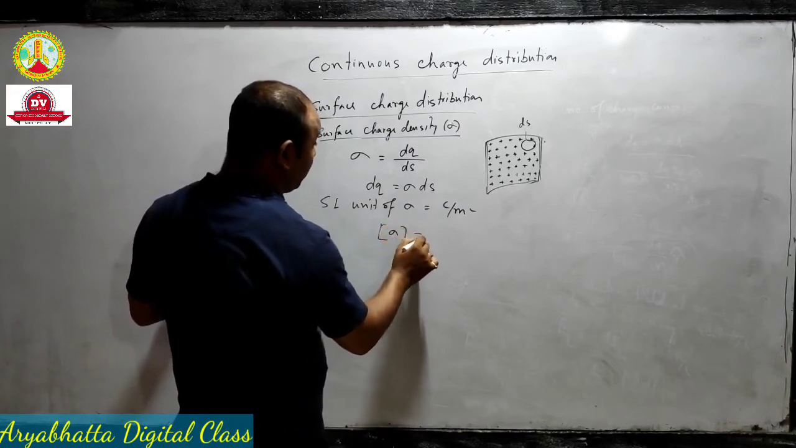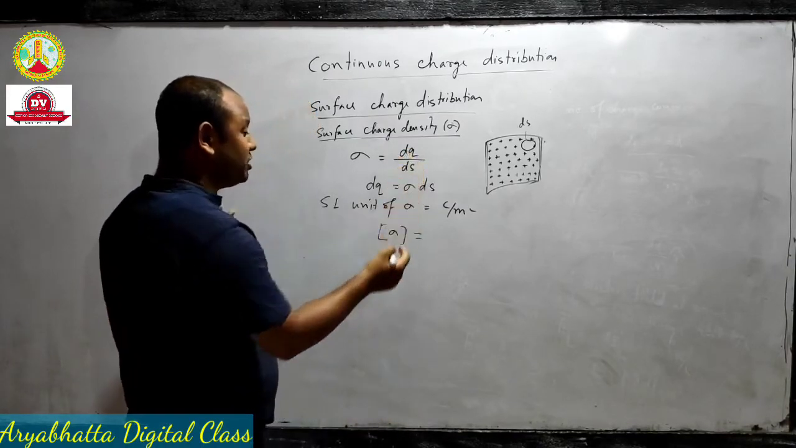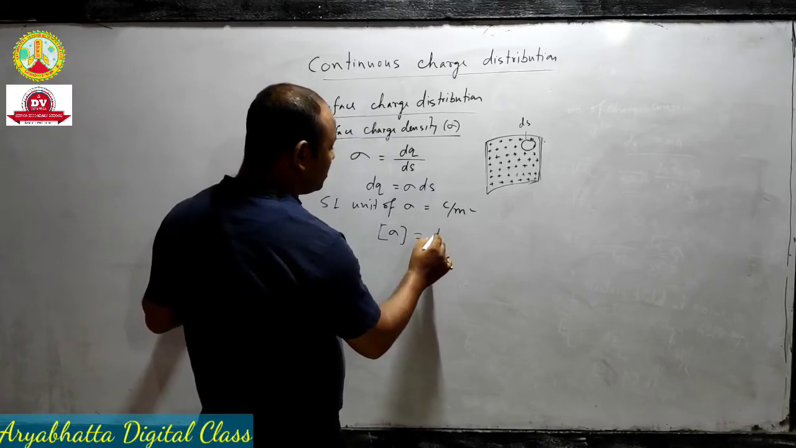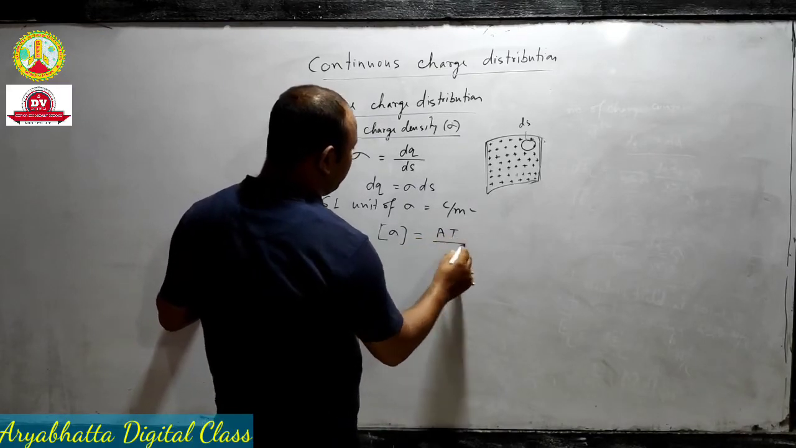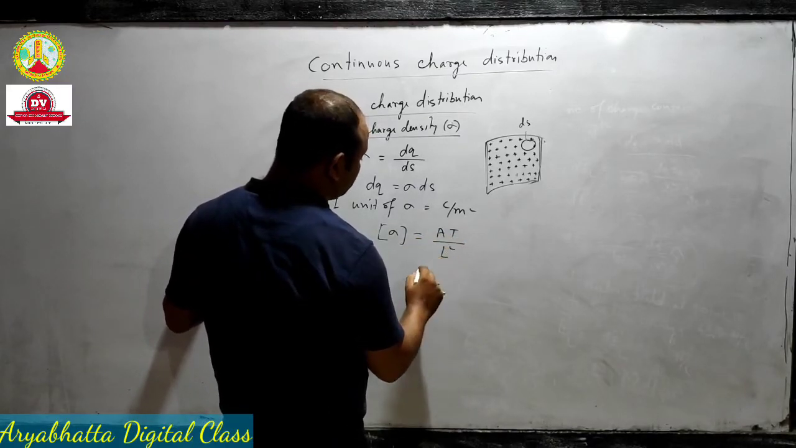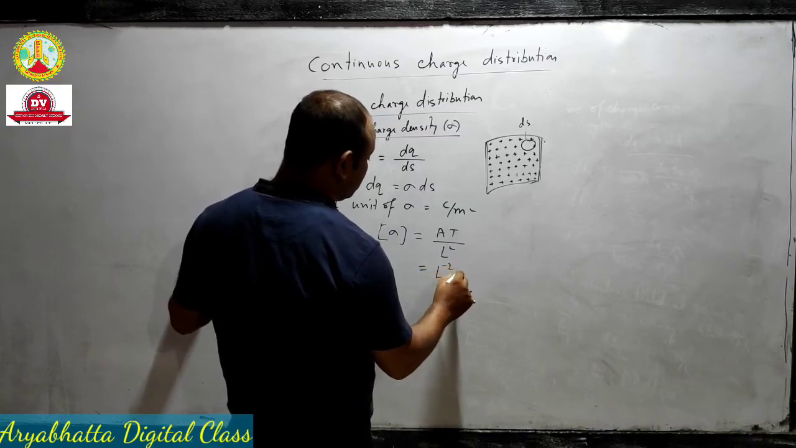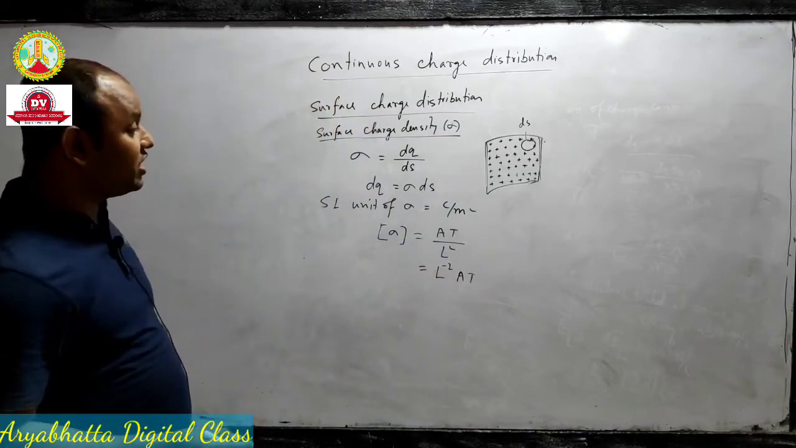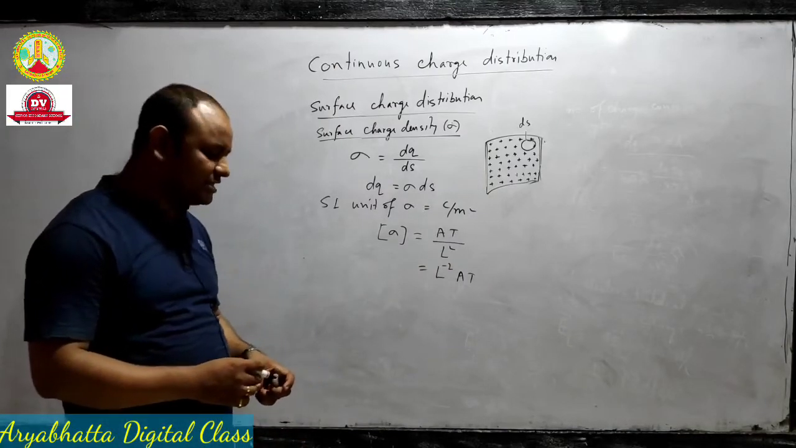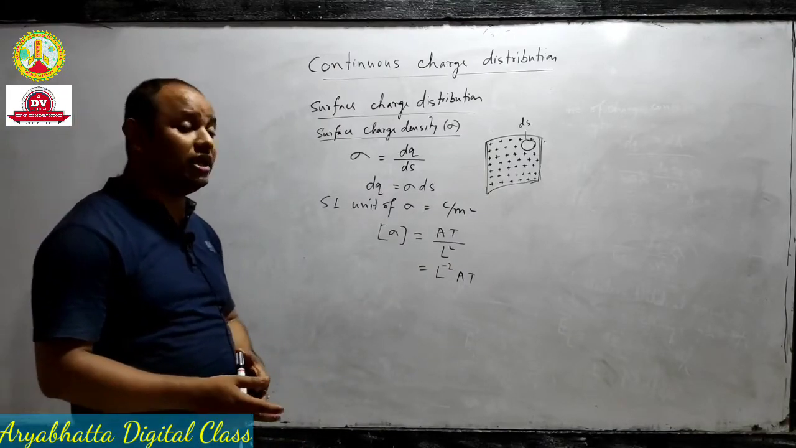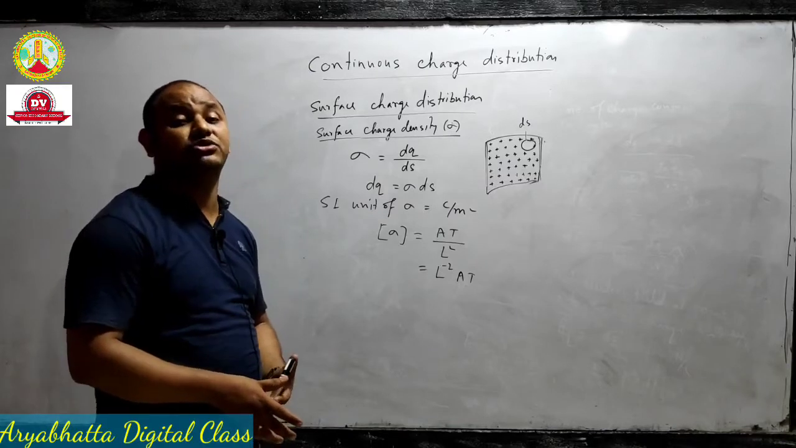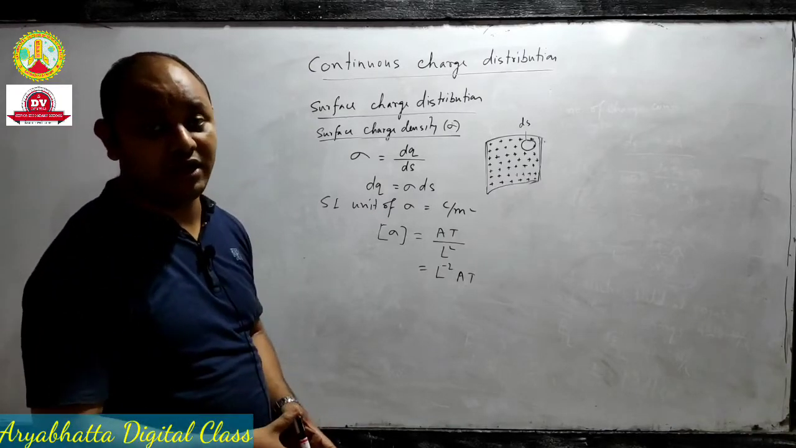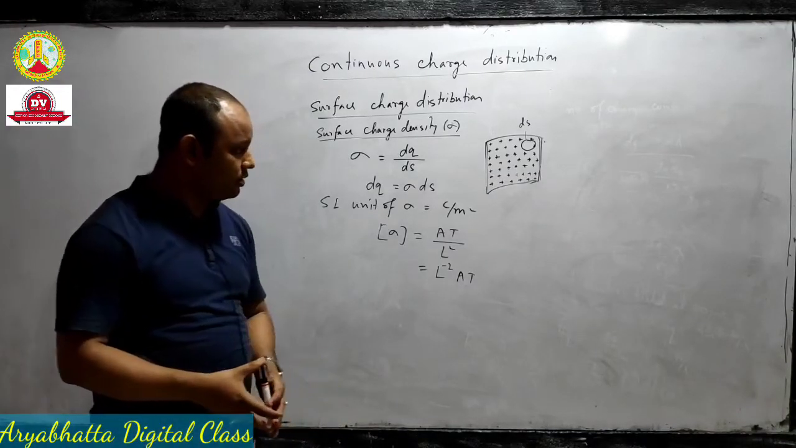And what will be the dimension of sigma? Dimension of sigma will be equal to dimension of charge by dimension of area. Dimension of charge is A into T and dimension of area is L square. So dimension will be L to the power minus 2 AT. This is the dimension of surface charge density. So what is surface charge density? Number of charge contained per unit area.